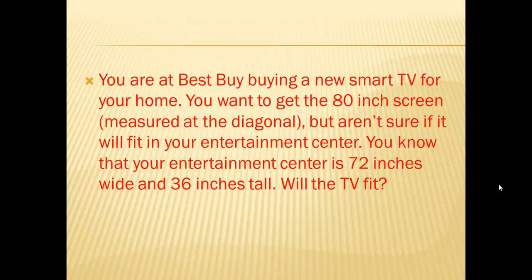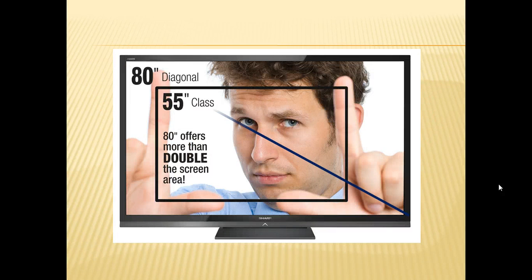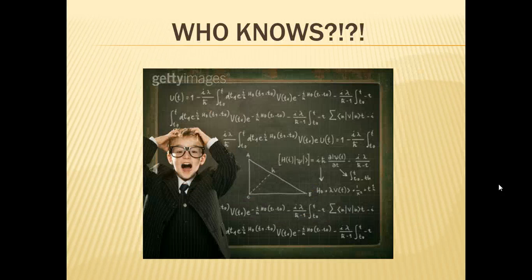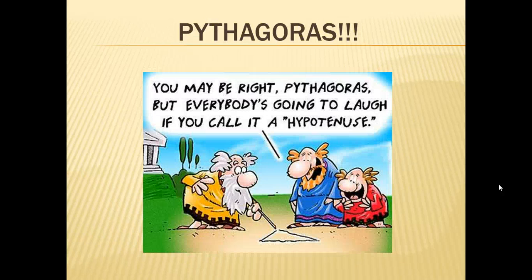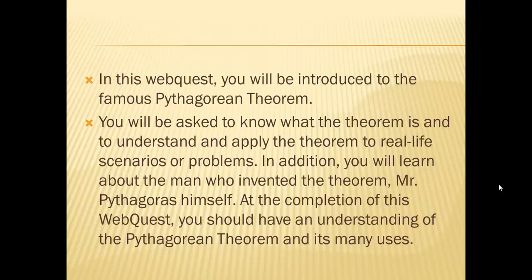Now, you are at Best Buy buying a new smart TV for your home. You want to get the 80-inch screen, which is measured at the diagonal, but aren't sure if it will fit in your entertainment center. You know that your entertainment center is 72 inches wide and 36 inches tall. Will the TV fit? There's a diagonal there, 80 inches. Who knows? Anybody? Looks pretty confusing there, huh? Pythagoras knows. And that brings us to our web quest about the famous Pythagorean theorem.